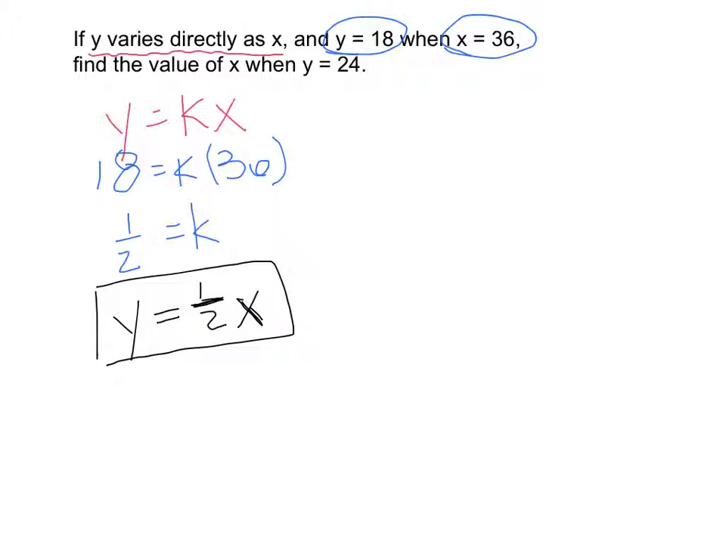So now we want to find x when y is 24. So let's use our equation. 24 equals 1/2 x. If we want to solve this, how do we get rid of the 1/2? We can multiply both sides by 2. That's how you undo a fraction. So x equals 24 times 2, which is 48.